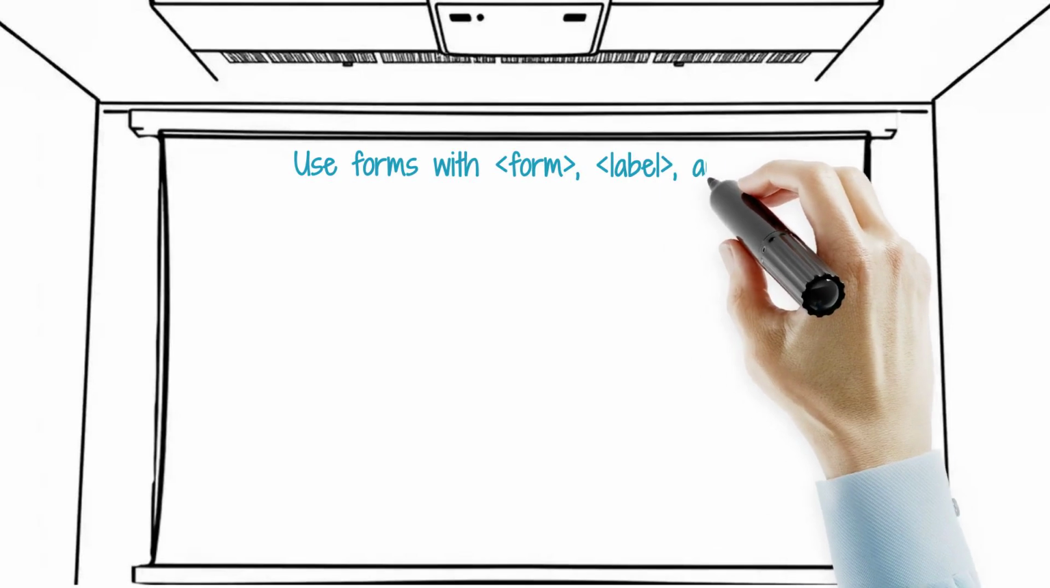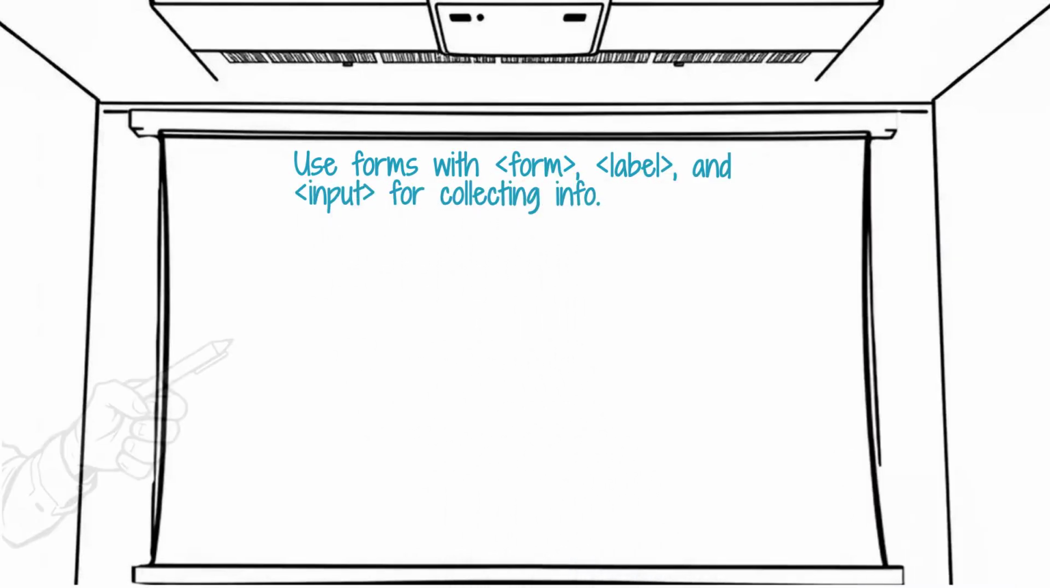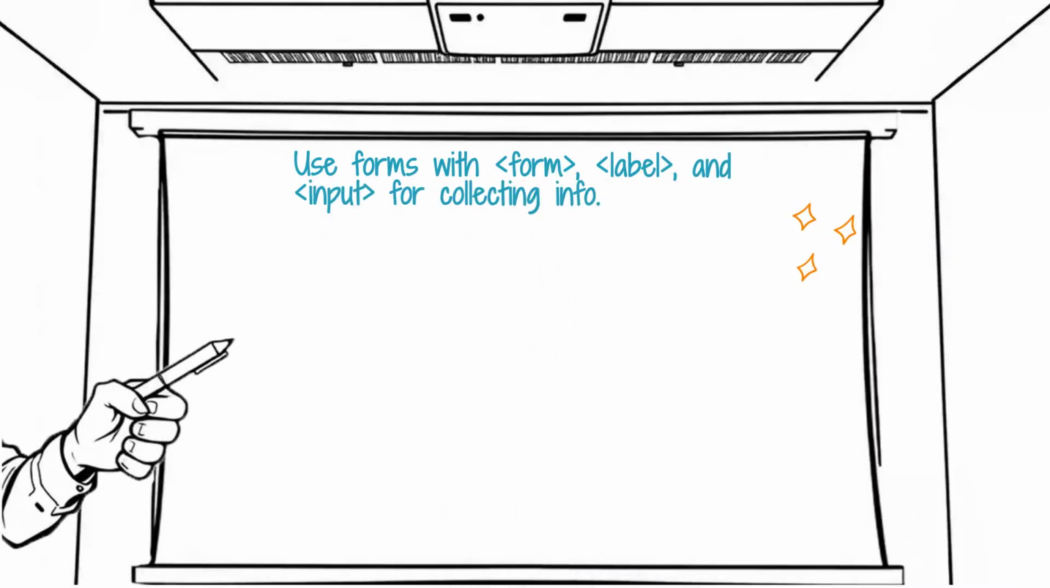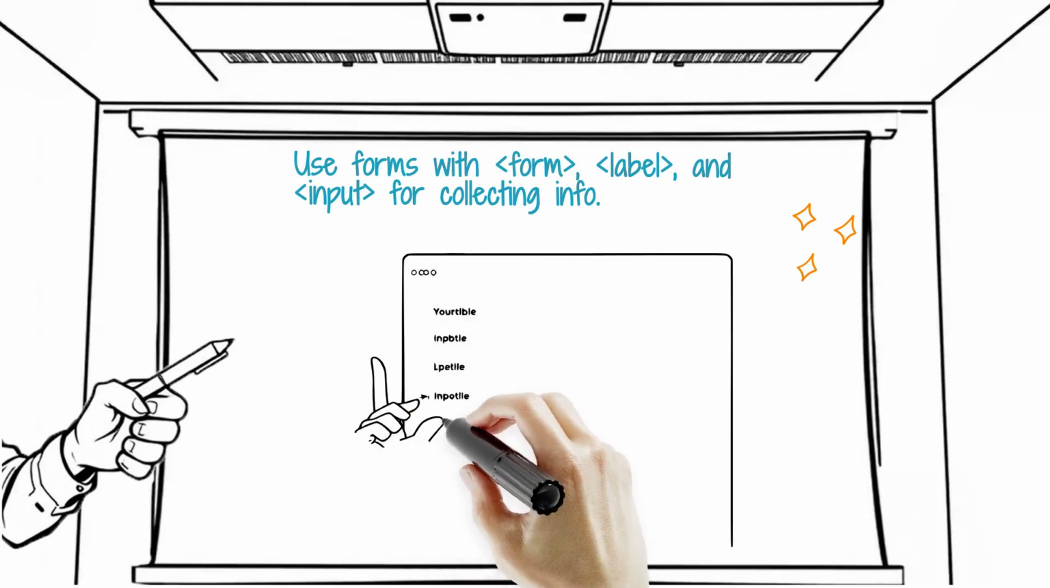For collecting user information, use forms. The form tag wraps your input fields. The label tag names an input clearly, and the input tag is where the user types.